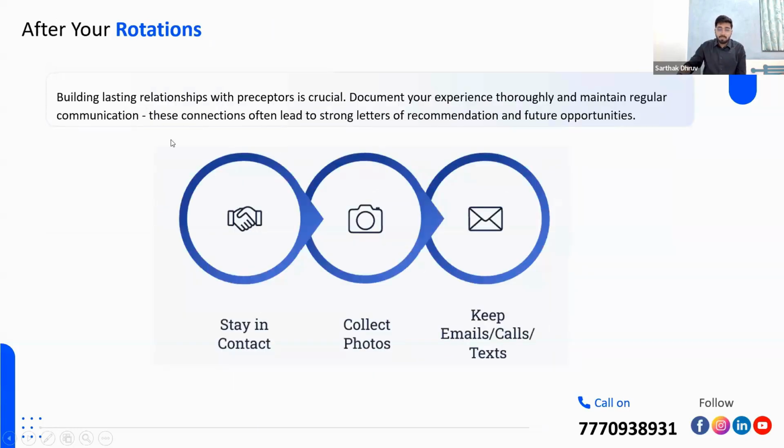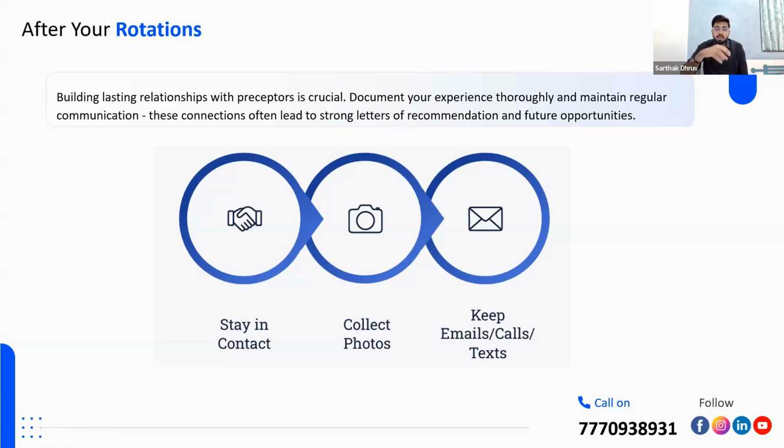Then these are the tips for after your rotations, which are very needed. And the goal is to match. The tip is to stay connected to the preceptor or the physician. Take photos with them and keep emailing or calling or texting. Like if it's the doctor's birthday, you can send them a message. Stay in touch, and if you are in the same town again, go and meet the doctor.